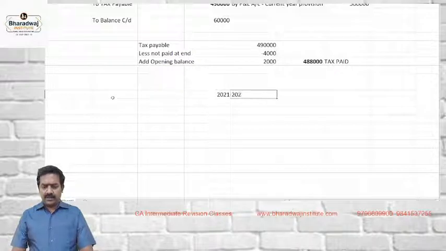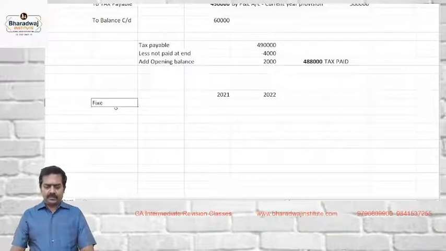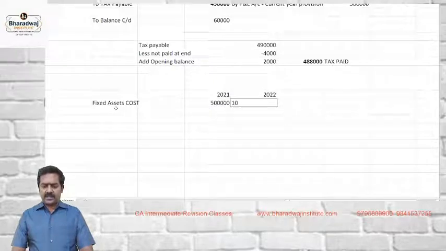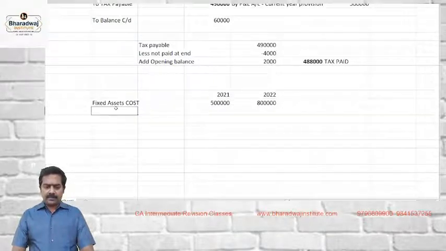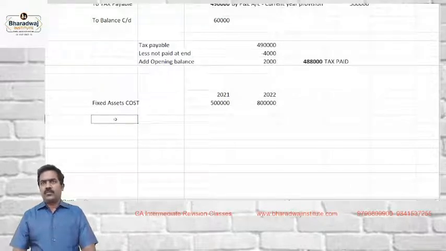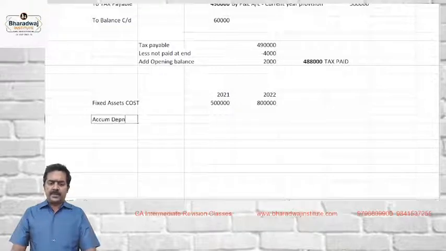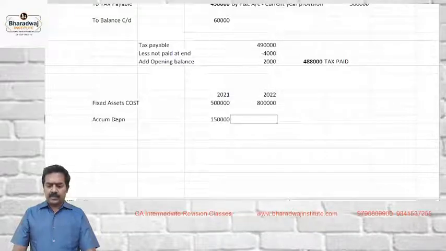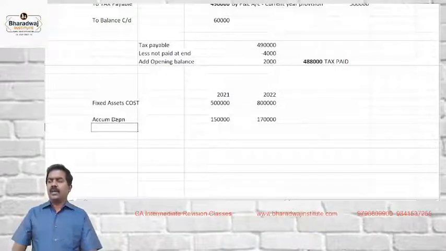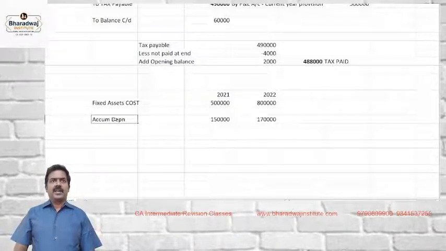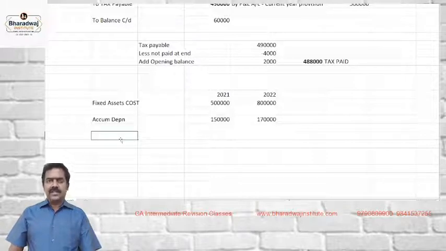2021, 2022. Fixed assets, opening balance 5 lakhs, closing balance 8 lakhs. Accumulated depreciation, opening balance 1,50,000, closing balance 1,70,000. This accumulated depreciation can otherwise be called provision for depreciation. This is given in the balance sheet.